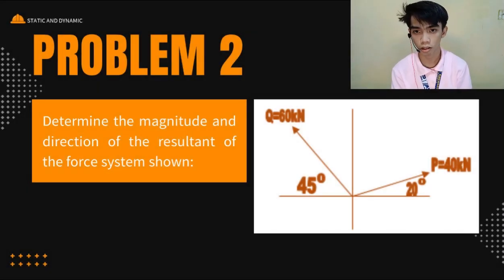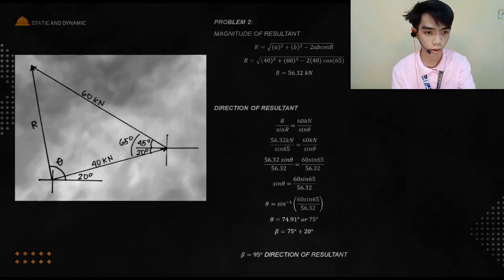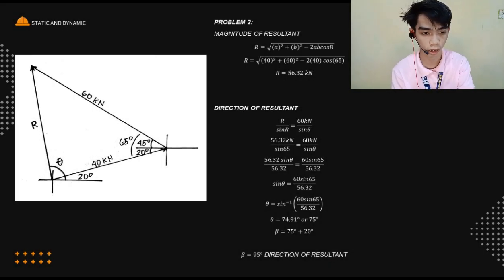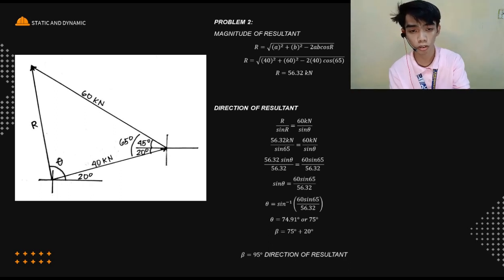So, pasok tayo sa problem 2. Determine the magnitude and direction of the resultant of the force system shown. Dito, force P na may 40 kN at may 20 degrees angle, force Q na may 60 kN at 45 degrees angle. Sa free body diagram natin, ganito ang kanyang kalalabasan.